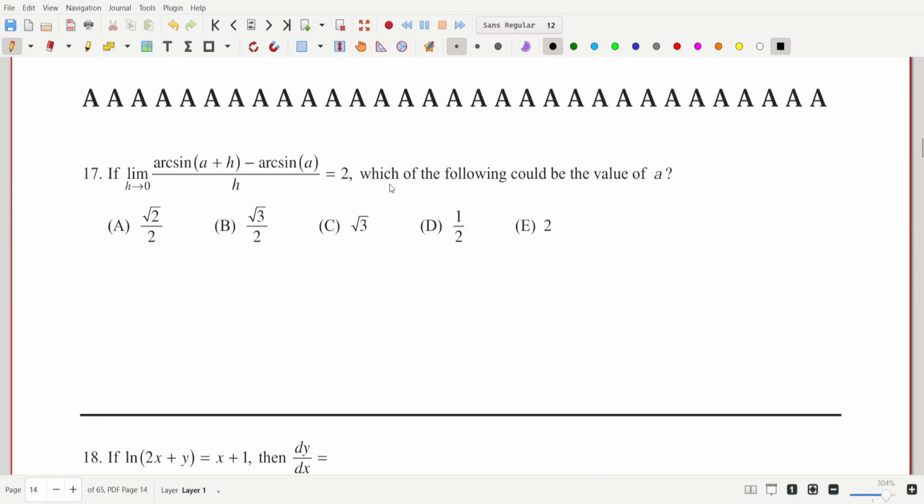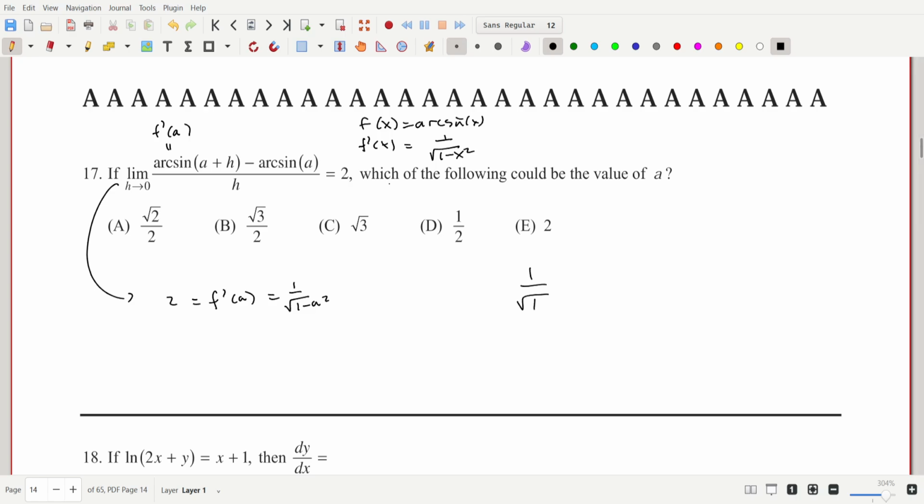Okay, 11, okay, this is just a definition of a derivative. So this is going to be equal to f prime of a, where f of x is arc sine of x. So f prime of x, hard to remember, I know, not negative, 1 over root 1 minus x squared. So this boils down to f prime of a, on one hand is 2, on the other hand is 1 over root 1 minus a squared.